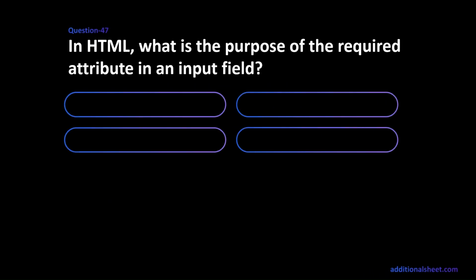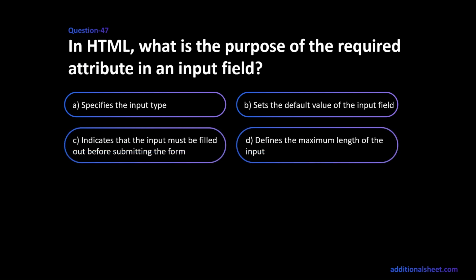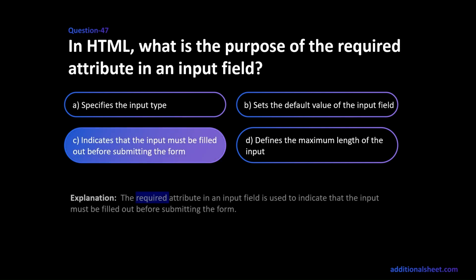Q47. In HTML, what is the purpose of the required attribute in an input field? Options are: A. Specifies the input type. B. Sets the default value of the input field. C. Indicates that the input must be filled out before submitting the form. D. Defines the maximum length of the input. The correct answer is option C. The required attribute in an input field is used to indicate that the input must be filled out before submitting the form.